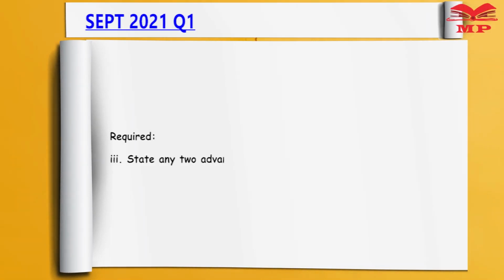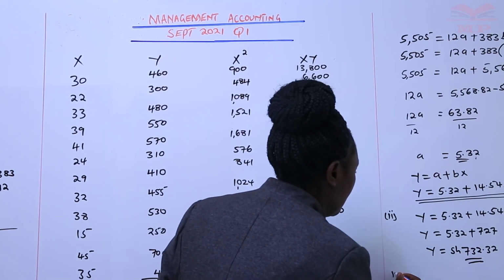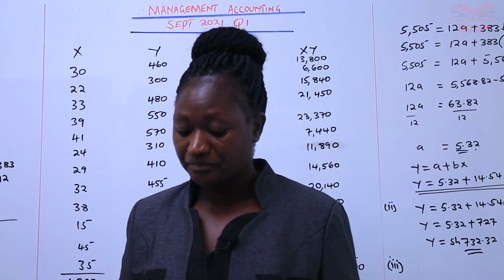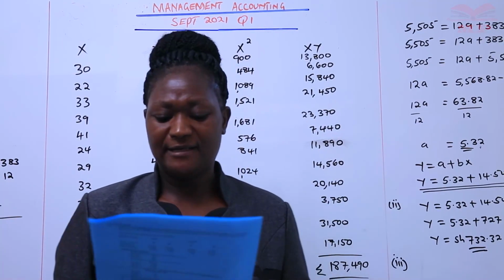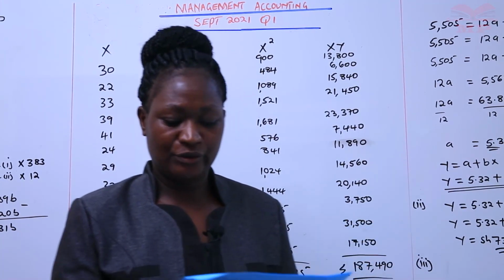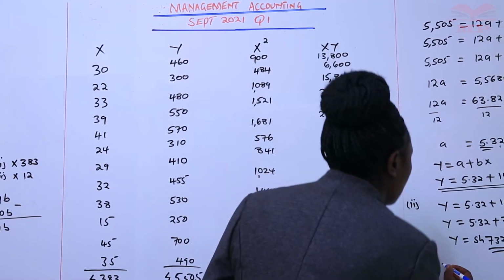So we move on to part 3 of our question. And the question is, state any 2 advantages of regression method of cost estimation. And we now move on to answering part 3 of our question. So part 3 states that state any 2 advantages of regression method of cost estimation.